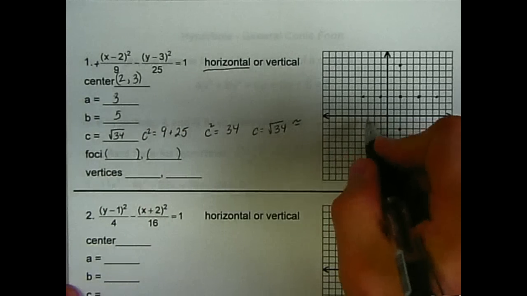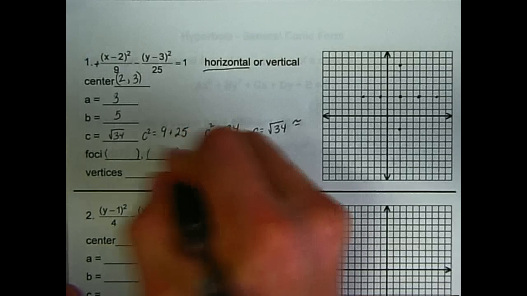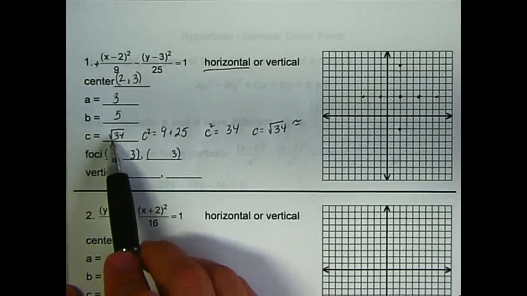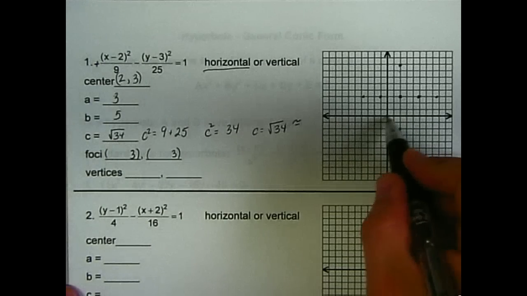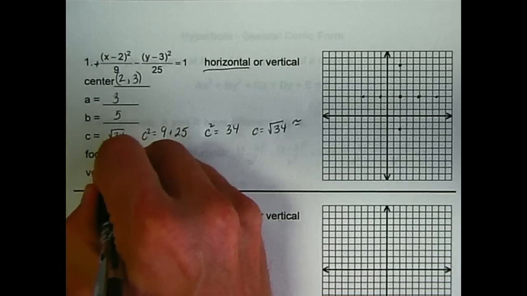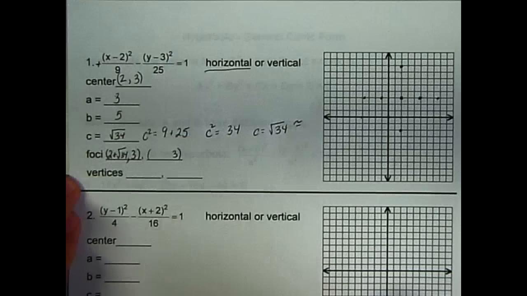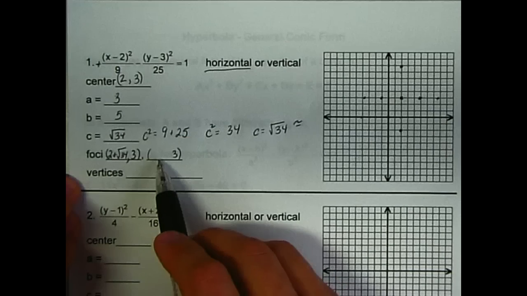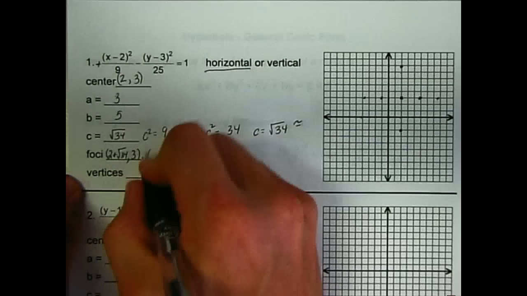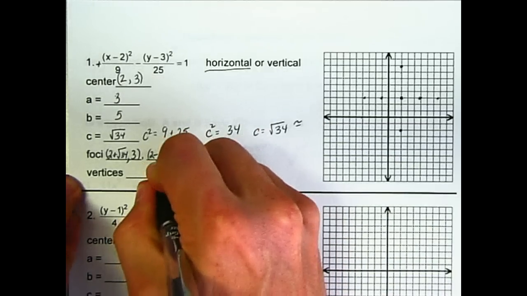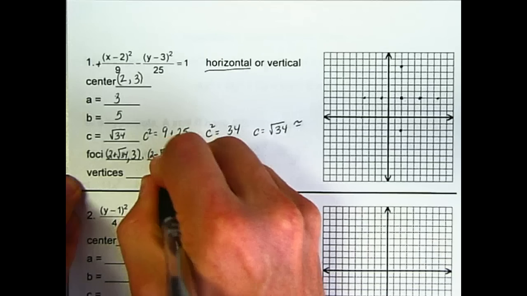We know that the height of both of those points is going to be 3. And we know that both of those points are going to be in relation to the center. So our center point here was 2. So the point that's out here is going to be 2 plus this distance, our c, root of 34. And our second focus is going to be that same distance in the opposite direction, so 2 minus the square root of 34.